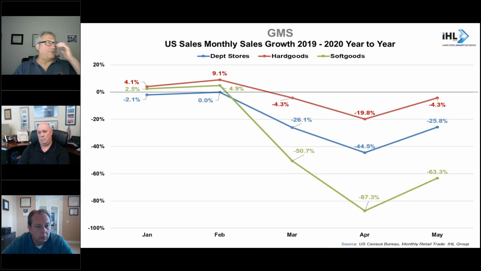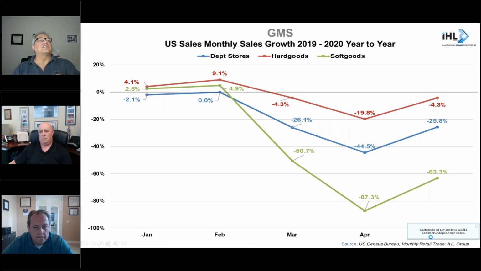Here's the same kind of curve for GMS. We're looking at the hard goods in the red curve there. Good strong growth at the beginning of the year, but then COVID-19 happens and the decline begins. At this point, they're down 4.3% over last year. We expect them to be the quickest to recover for obvious reasons.